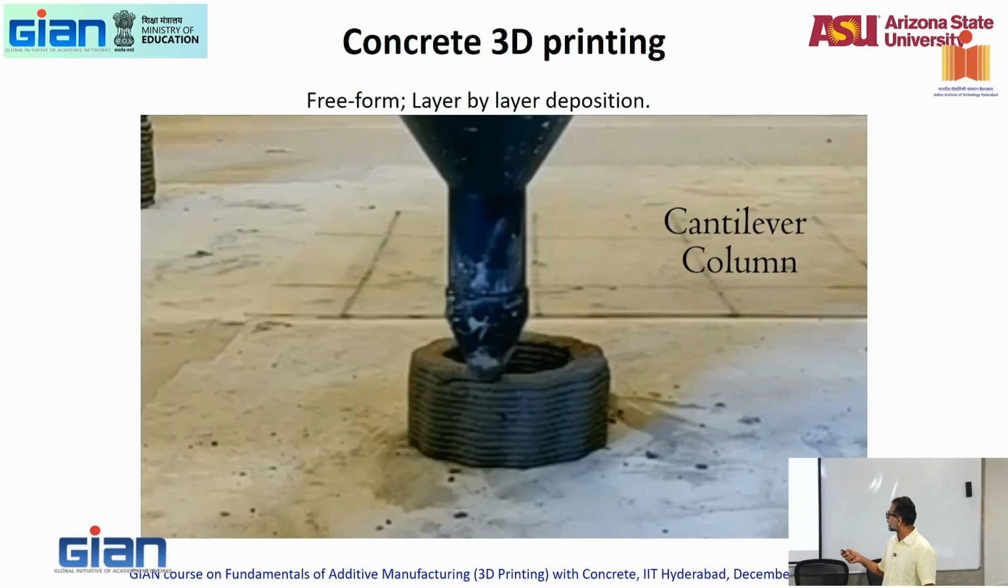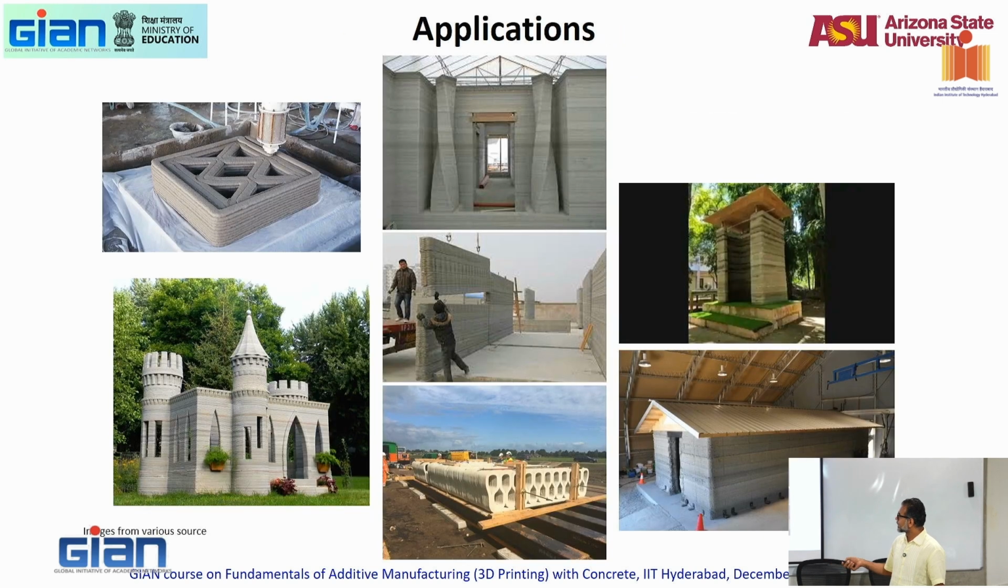So this is a cantilever column. You can see the layer by layer printing process that's being done. Lots of applications. Again, we have some castles being built. This is the U.S. Army Corps of Engineers building soldier huts kind of things. They did this in about 2015-ish, so about 10, 15 years ago. This is IIT Madras's first demonstration of a printed building, but this was printed in about 4 or 5 different pieces and stacked like you do bricklaying.